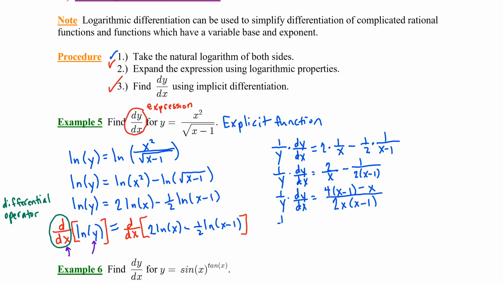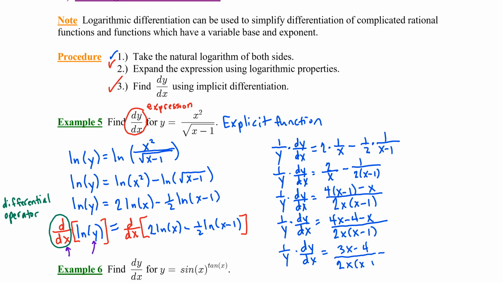Okay, simplifying that, we have 4x minus 4 minus x. I'm going to leave the denominator factored. That's a good practice. And simplify our numerator. And then we'll be back on track. Looks like we have 3x minus 4 over 2x times x minus 1.